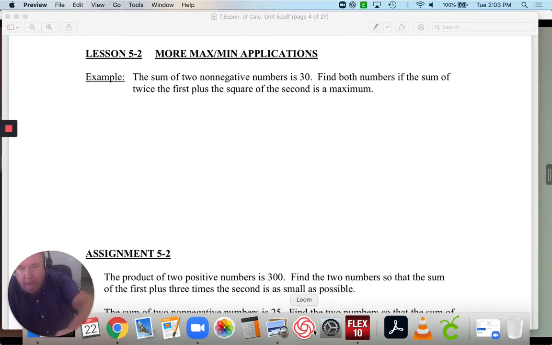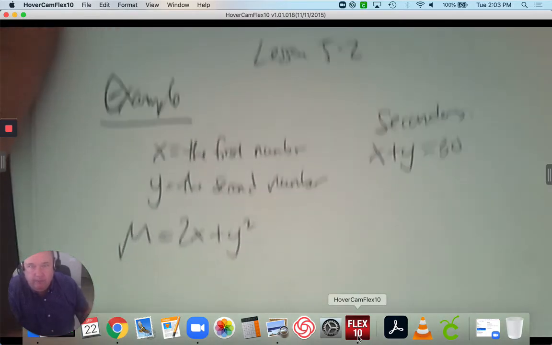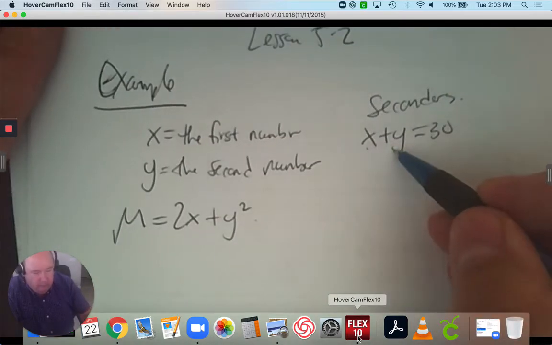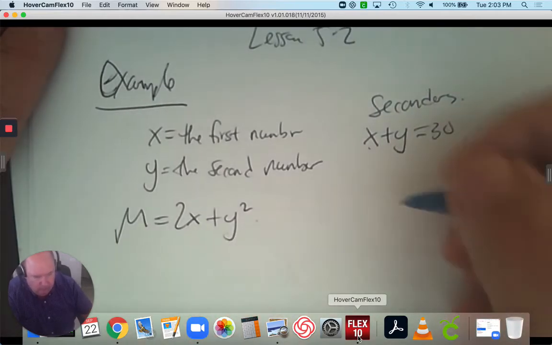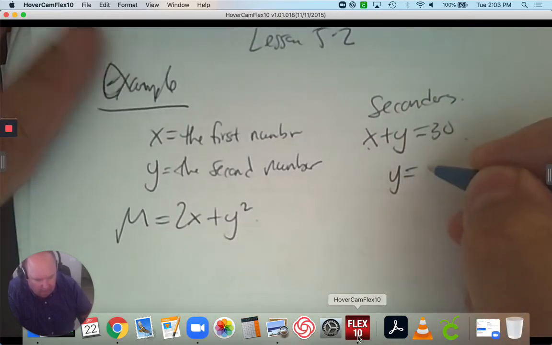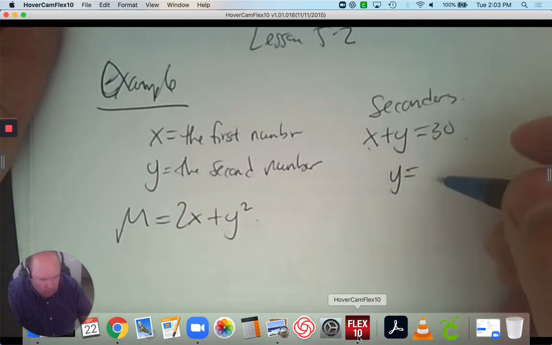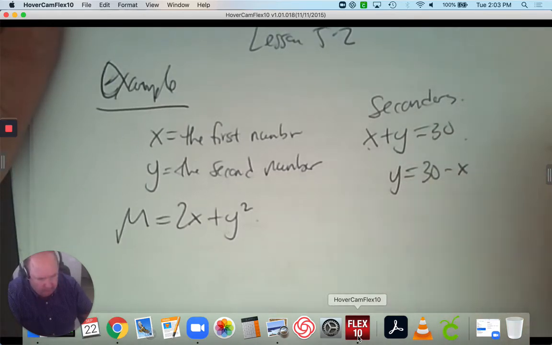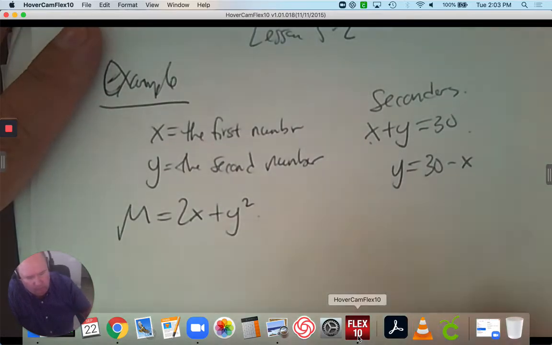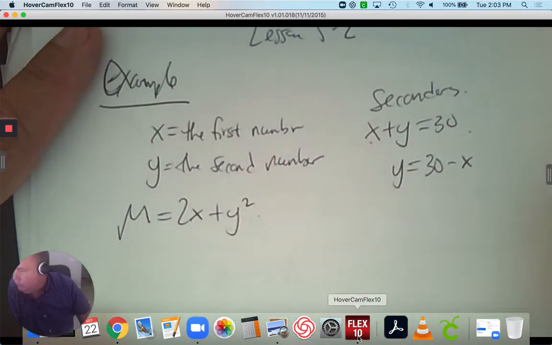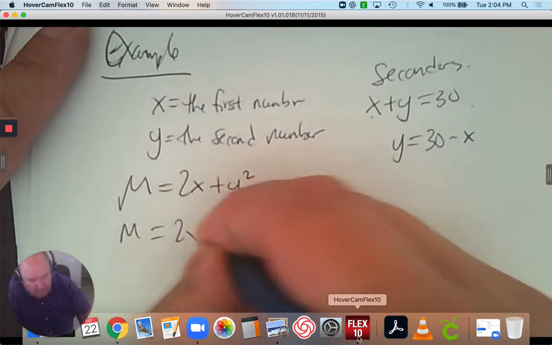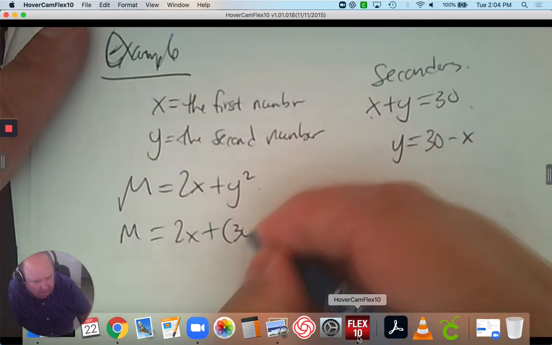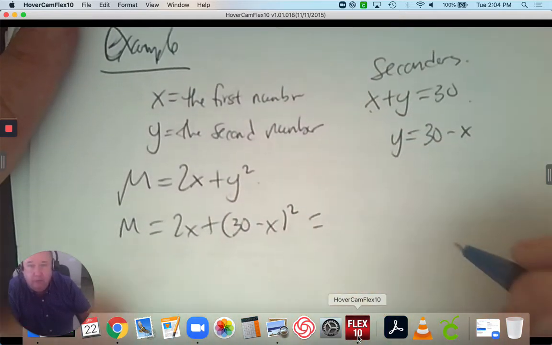So this is what I have so far. So we know that the first and the second together is 30. And we have too many variables here. So I'm going to let y equal 30 minus x. So before I do the calculus, I'm going to put in 30 minus x, and then I'm going to do some algebra.